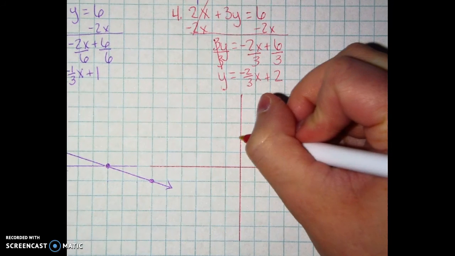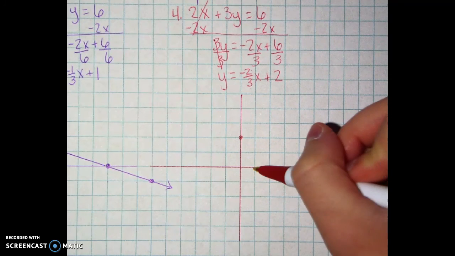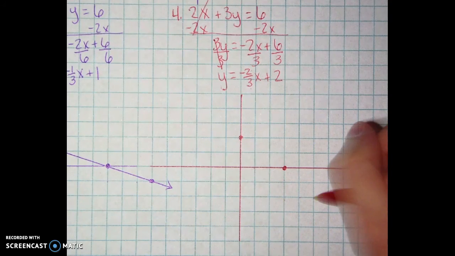Okay, start at 2. From there, I go down 2, right 3. So 1, 2, 1, 2, 3.